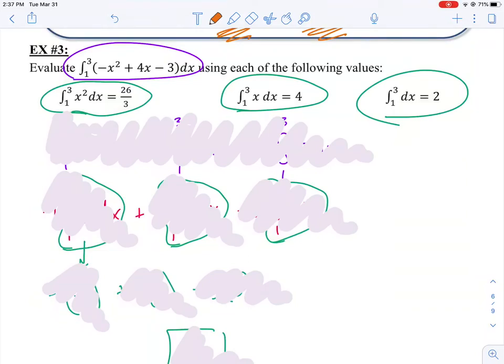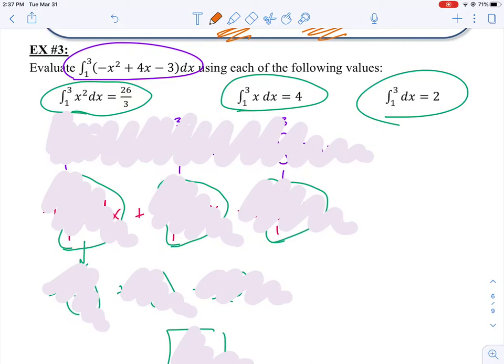Okay, this is example number 3 from 5.2. We're going to end up using our properties of integrals to evaluate this function. So it asks us to integrate negative x squared plus 4x minus 3 from 1 to 3. What it's really asking us to do is find the area underneath the curve from 1 to 3, and not by using Riemann sums, not by using rectangles, but finding the exact area.